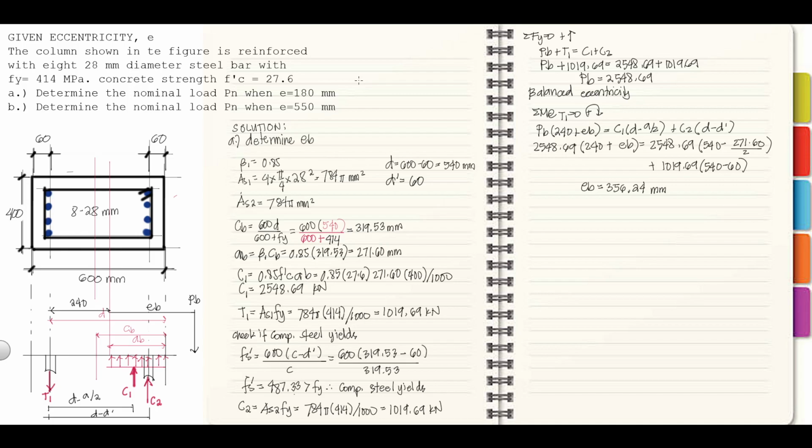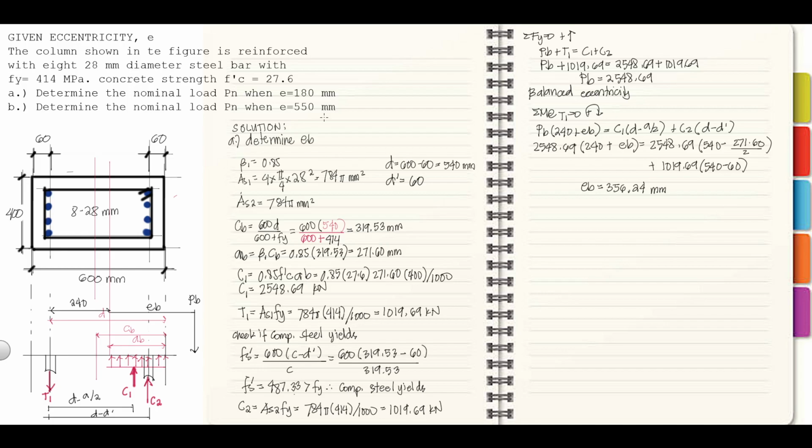So the column shown in the figure is reinforced with 8 28 mm diameter steel bars with fy 414, concrete strength f'c is 27.6. So we have two questions here. Number one is for us to determine the nominal load Pn when e is 180, and number two, determine the nominal load Pn when e is 550.